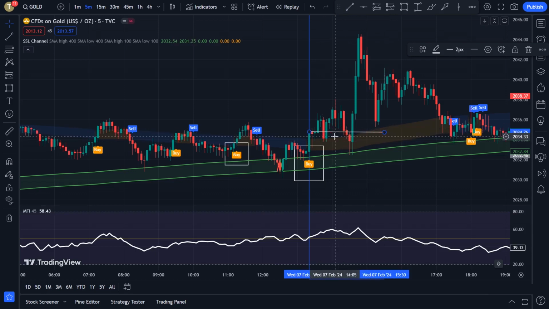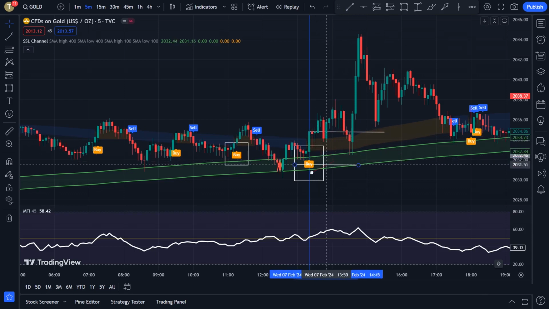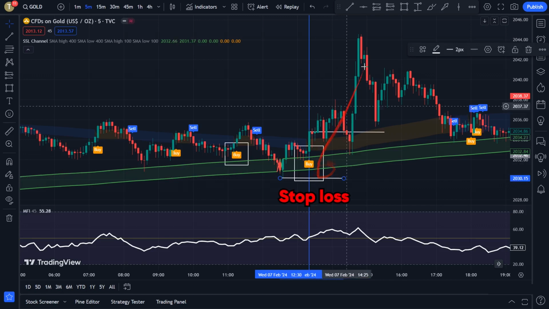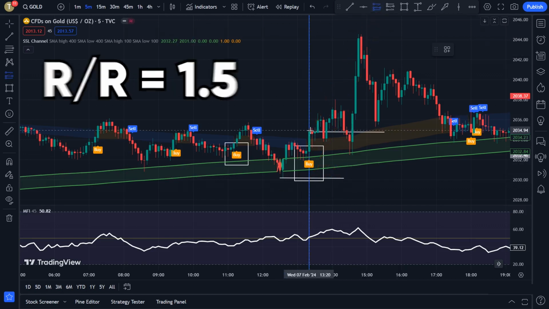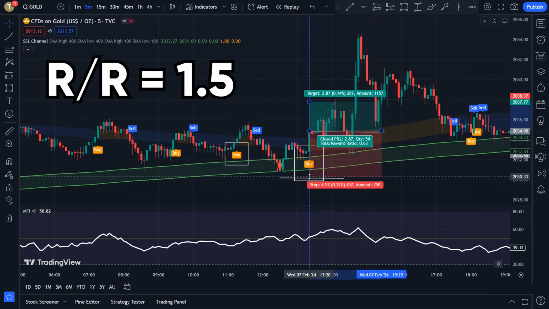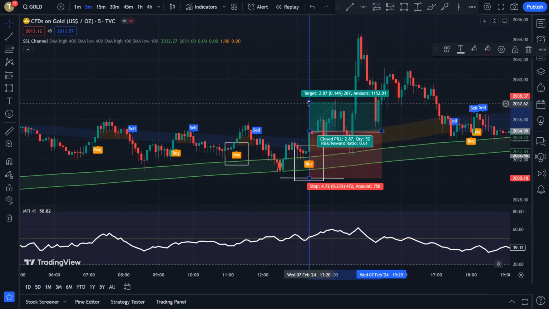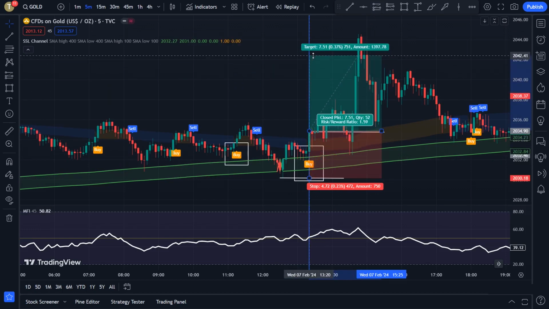So we place a buy order at this point, and it is better to set the last swing low as the stop loss level. Now consider risk to reward ratio of 1 to 1.5 and wait for the trade to close with a profit.